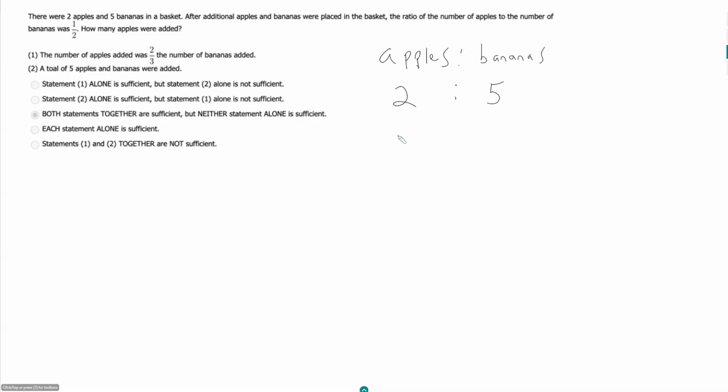So what does that mean? That means my new apples over my new number of bananas should be equal to 1/2. So what is my new apples to my new bananas? We had 2 apples before, and then we added, and we can just say X additional apples. And then our bananas, we had 5 bananas to start, and then we added some other amount. So we'll call that Y. And so if it's asking how many apples were added, they are asking us for X.